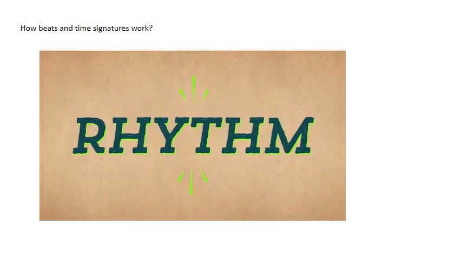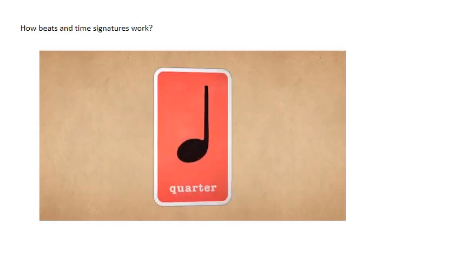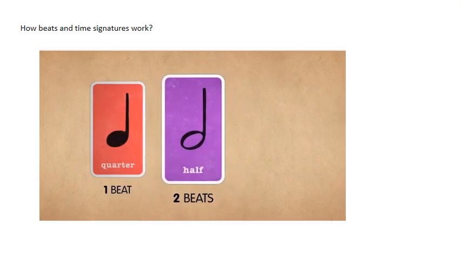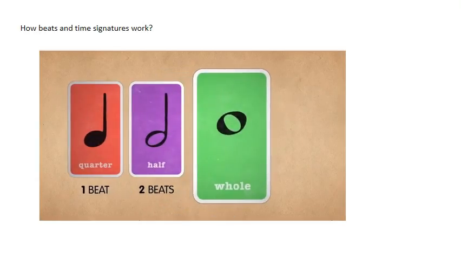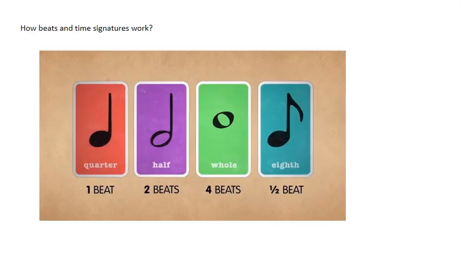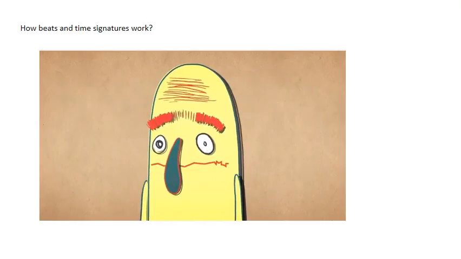This is a quarter note. It's the most basic unit of rhythm, and it's worth 1 beat. This is a half note, and it's worth 2 beats. This whole note here is worth 4 beats, and these little guys are eighth notes, worth half a beat each. Great, you say. What does that mean?